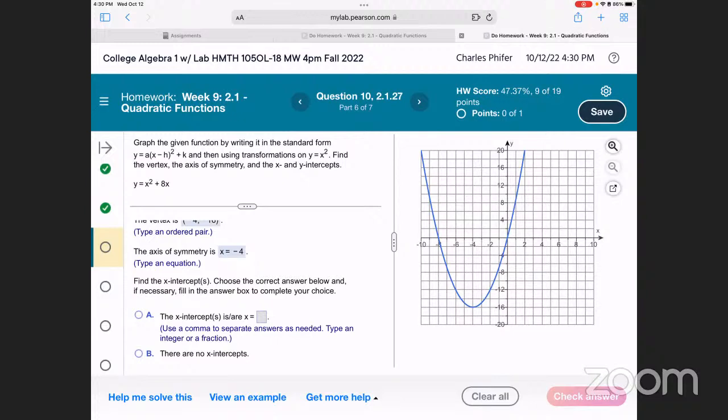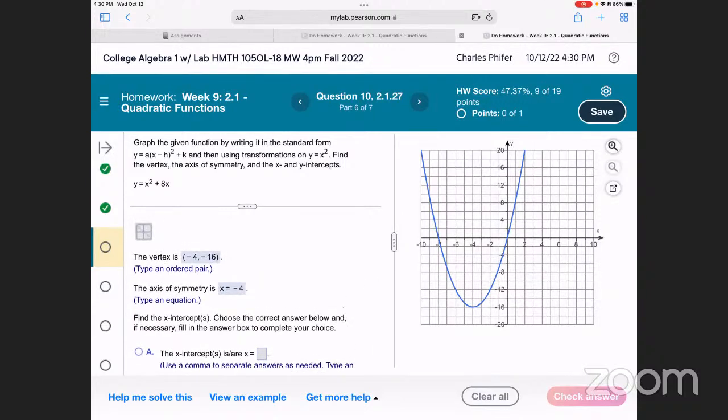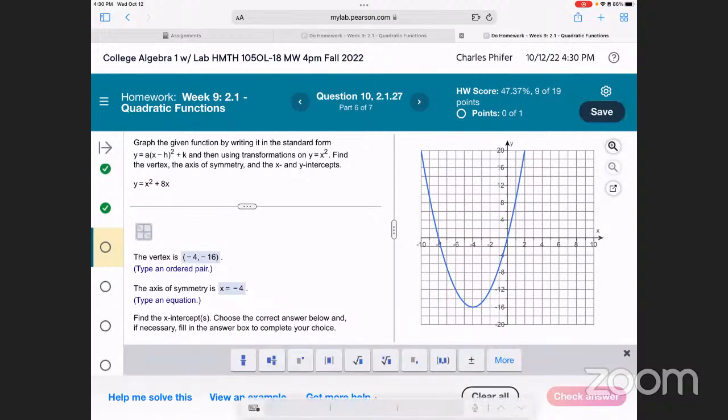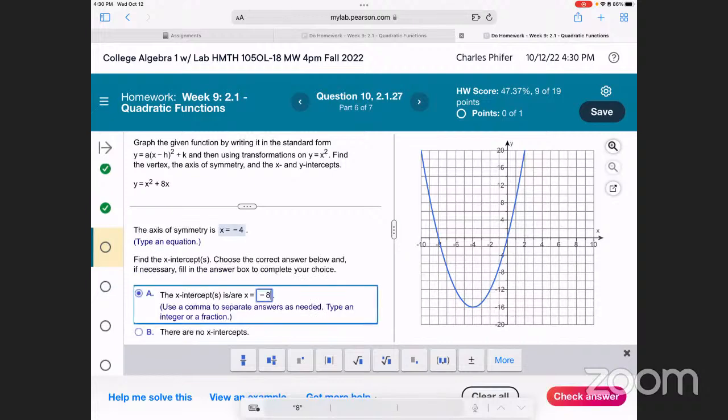Let's see. The x-intercept, right? If we want to find the x-intercept, we set y to 0 and solve. So it should be 0 and -8. I just did it in the original. I didn't write it out, but if you set y to 0 and solve, you can factor out x times x plus 8. Then set each one to 0, and you'll get 0 and -8. So we got (-8, 0).